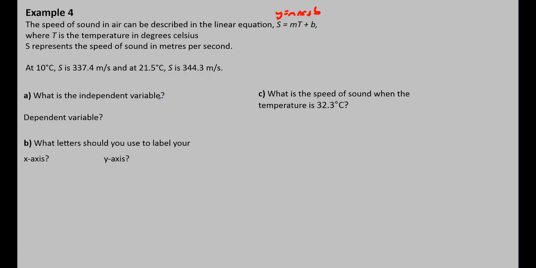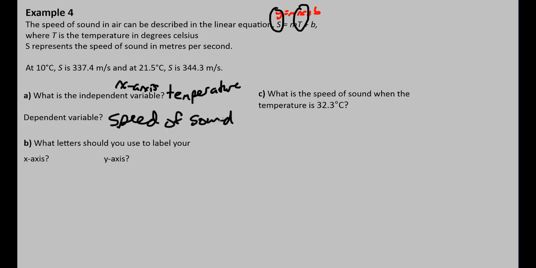So what is the independent variable? If you remember, independent is telling you it is the x-axis. So which variable is my x? And that's the T. So here, T represents the temperature in degrees Celsius. So that is my independent variable. And the dependent variable is the speed of sound in the air. So that's what I would write for my dependent variable.